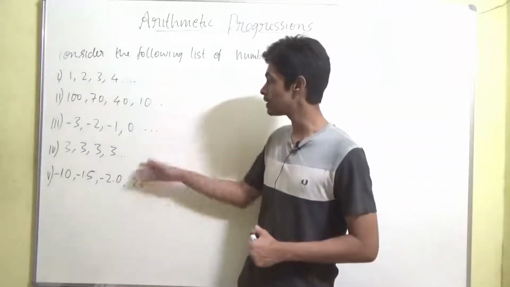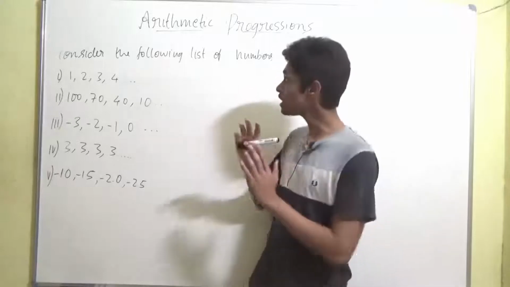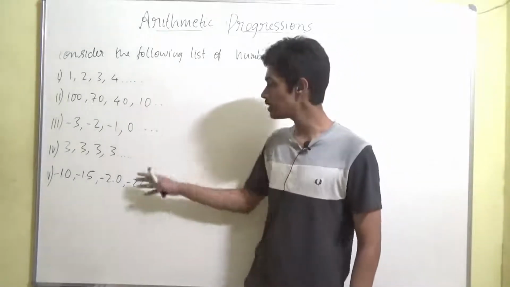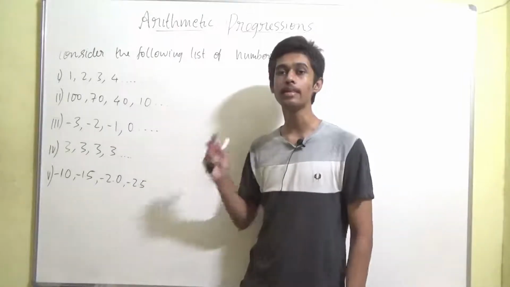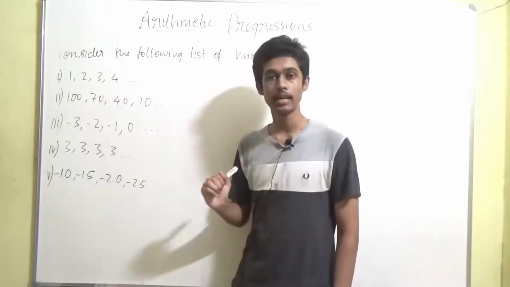So I have given 5 examples here. Let's start with the examples themselves. I'll explain what arithmetic progression actually means with these examples. If you see all these 5 examples, you will be able to find that there is some pattern in them, right? There's some pattern between the terms, right?